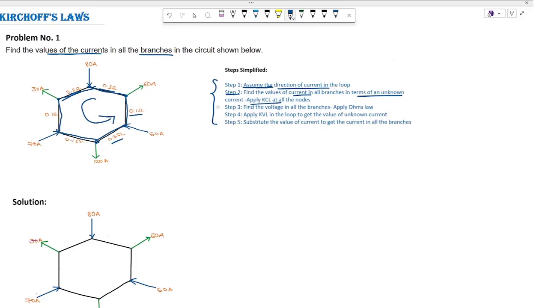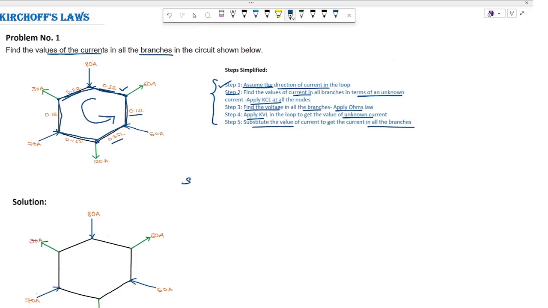The third step is to find the voltage in all the branches since we know the resistance, and we will be able to find out the currents also. So we will find out the voltages by applying Ohm's law. And finally we will be applying KVL in the loop to get the value of that unknown current. And now once we know the value of the unknown current, we will substitute that value in all the current equations to find out all the branch currents. So let's get started with step number 1.